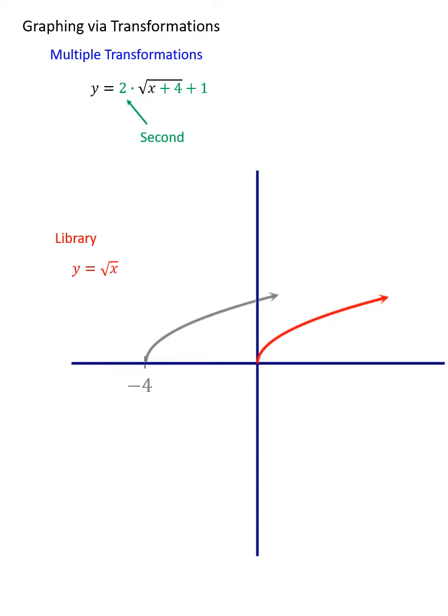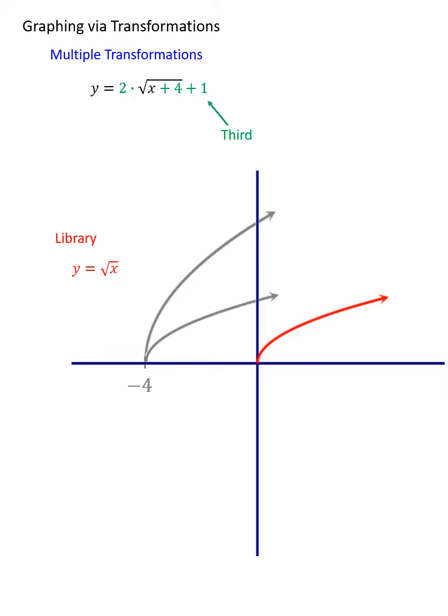So the second thing I'm going to do is consider what happens when I multiply a function by 2. Well, when you multiply a function by 2, you get a vertical stretch by a factor of 2. So I'm going to take the function in gray here and stretch it vertically by a factor of 2. Remember, that means every point that's above the y-axis becomes twice as far from the y-axis as it was on the prior function.